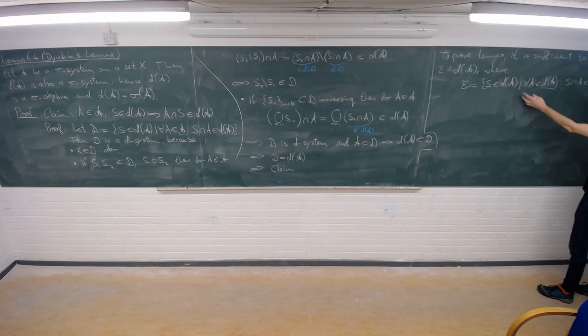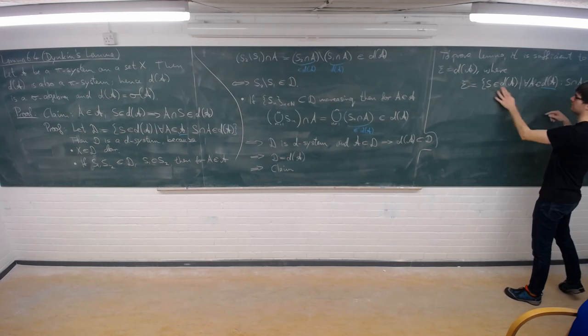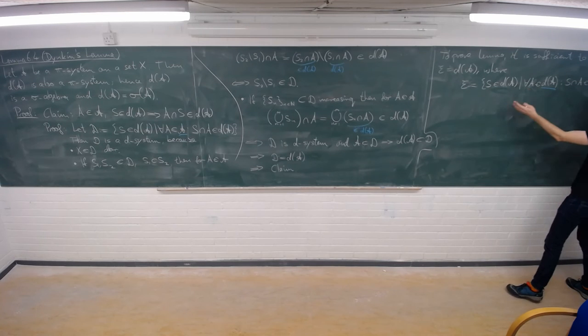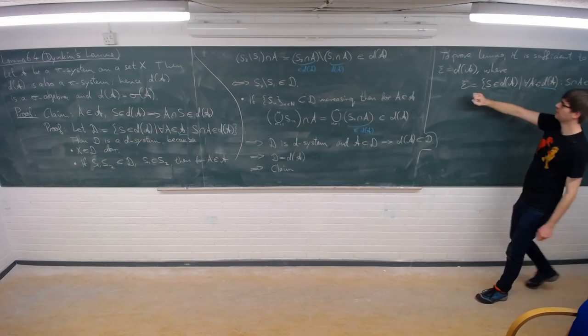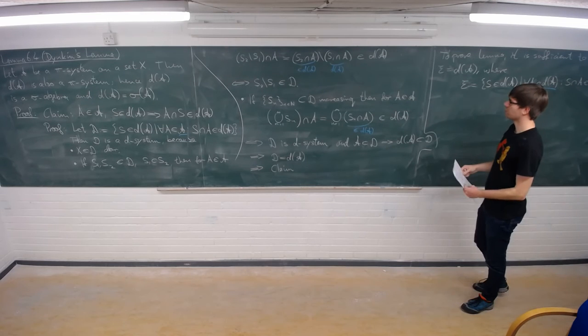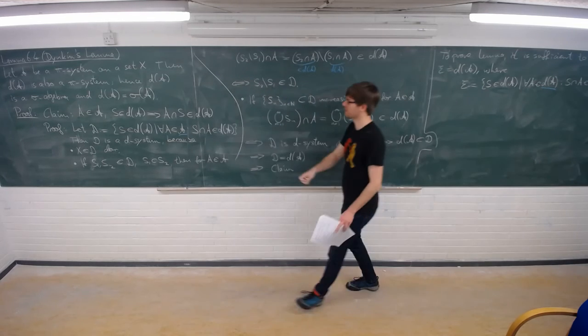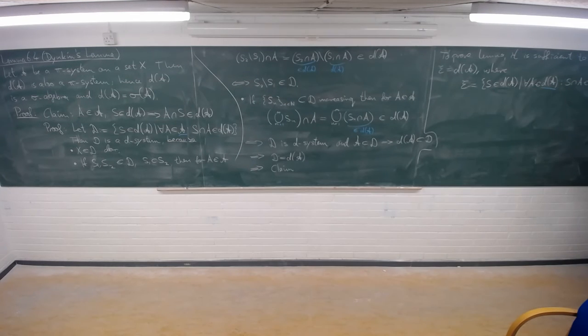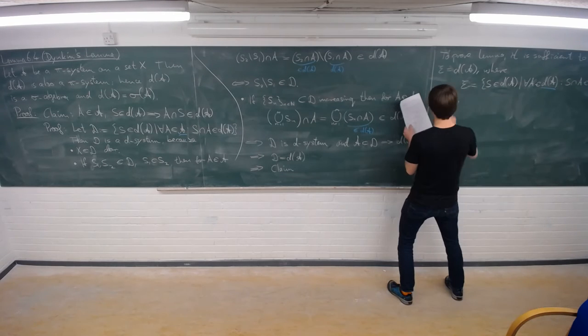But this is precisely the same as saying that E is equal to D of A, right? If this is satisfied for every S in D of A, this means that this whole set is equal to D of A. I hope that was clear. So all we have to show really is that this set E is equal to D of A. And we already have some experience in showing this because we've shown the same thing for a very similar set, namely D. And indeed the proof is very similar. So let's show that E is a D system.